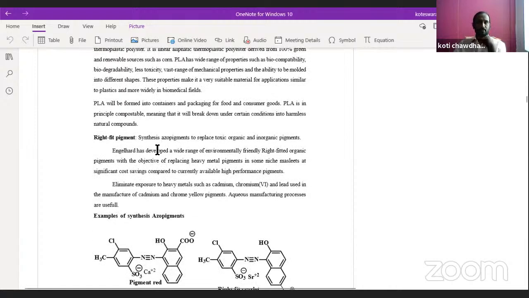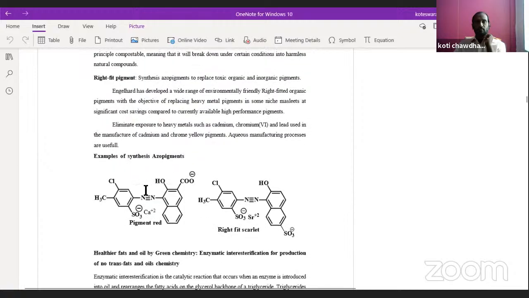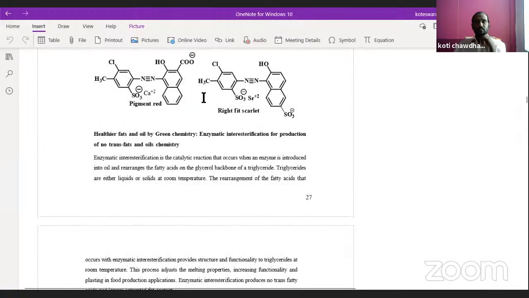Okay. Next, Red Fit pigments. These are used as pigments. Azo pigments are there. These azo pigments are replaced with metal pigments which are used in food production. Food production involves several kinds of metal-based pigments used for color purposes. These Red Fit pigments, scarlet, this type of azo pigments are replaced with the metal pigments.